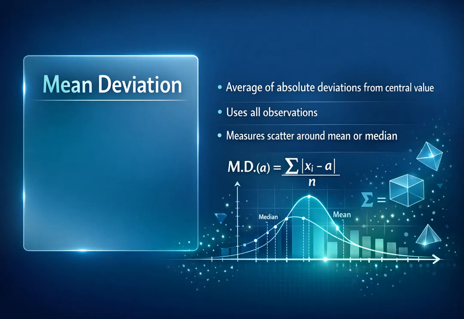Mean deviation is the average of absolute deviations from a central value. It uses all observations, not just extremes. It measures scatter around the mean or median. The formula is MD of A equals sum of absolute values of xi minus A divided by n. This gives a single number representing average distance from center.